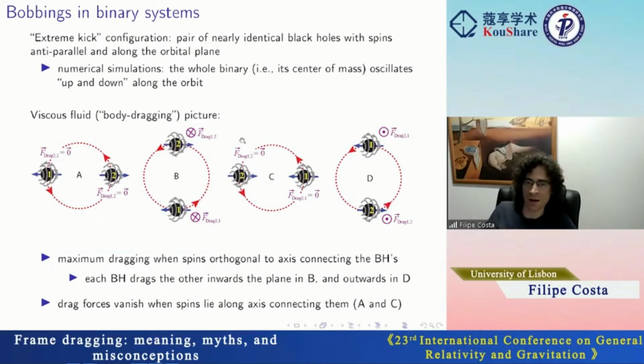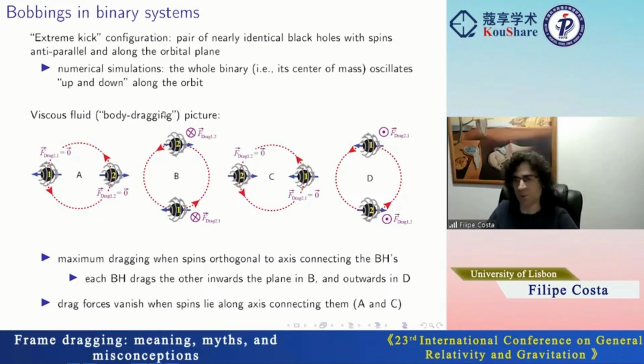So consider an extreme configuration, which is a pair of nearly identical black holes with spins anti-parallel and lying along the orbital plane. It is known, in this case, from numerical simulation, that the whole binary, that is the center of mass of the binary, oscillates up and down along the orbit. And an explanation for this has been proposed based on the fluid dragging analogy.